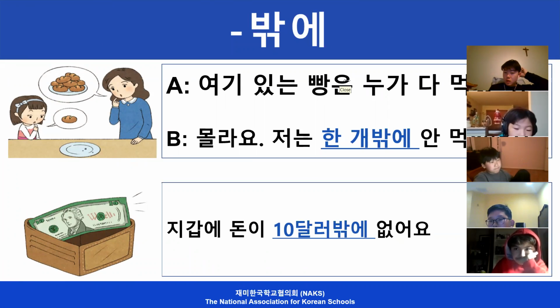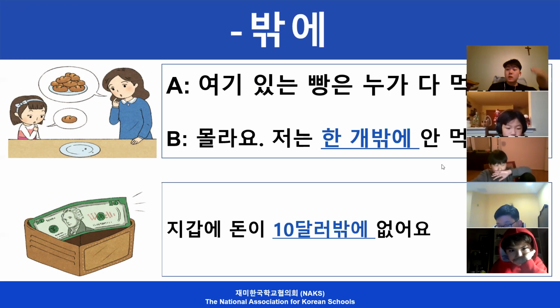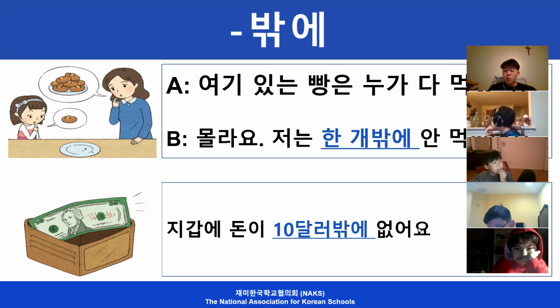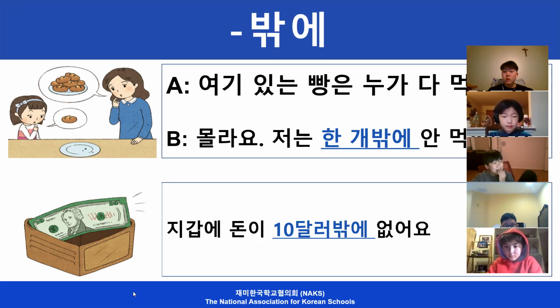밖에. So this is with the noun. There's no conjugation involved. But remember, this is just for negative purposes. And we always use the negative form, so like 없다, 안 먹었다, to clarify that this is in the negative tense. 지갑에 돈이 $10밖에 없어요. So this whole phrase is telling me that it only has $10 in the wallet. The reason why this is used in the negative sense is that it implies that we don't have enough money, but we do have $10. Okay?